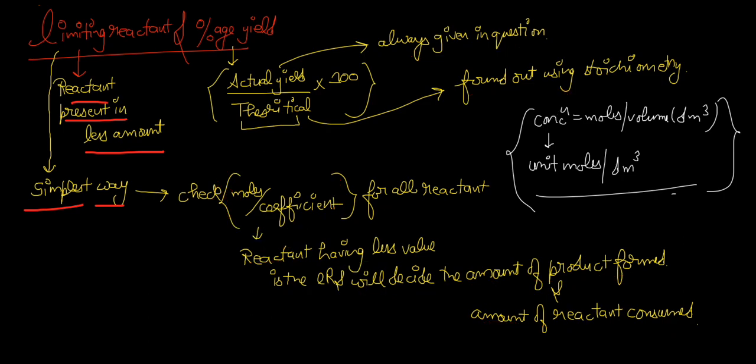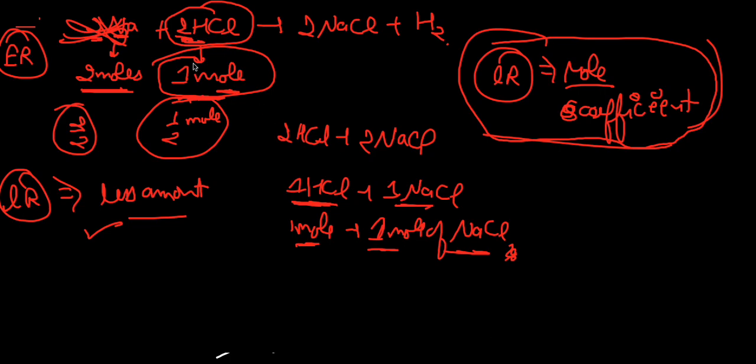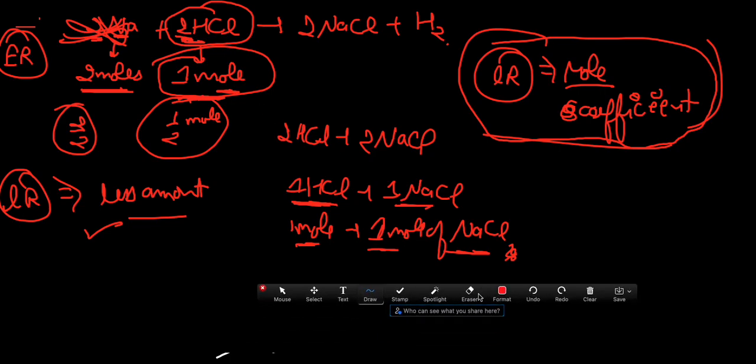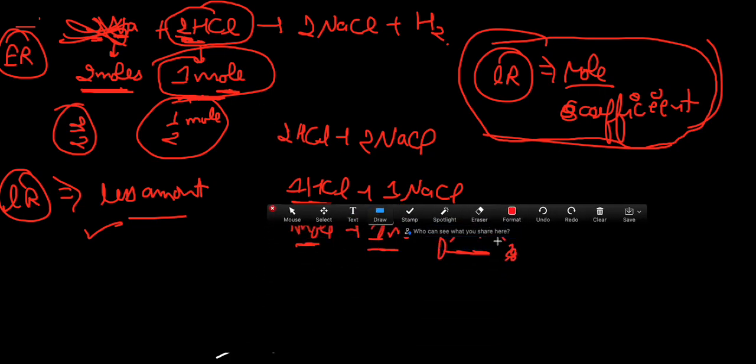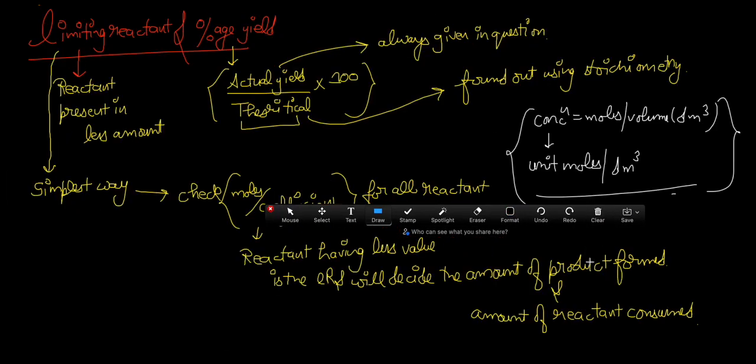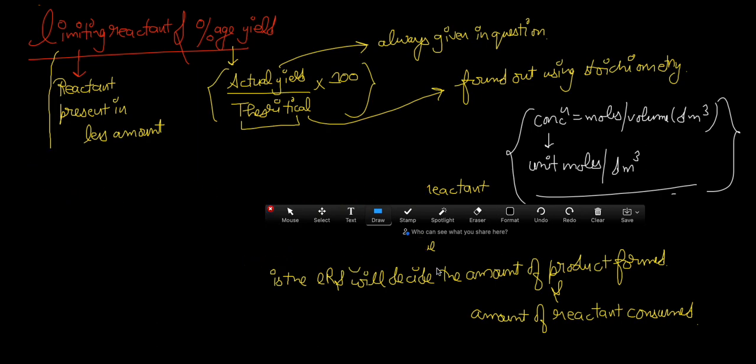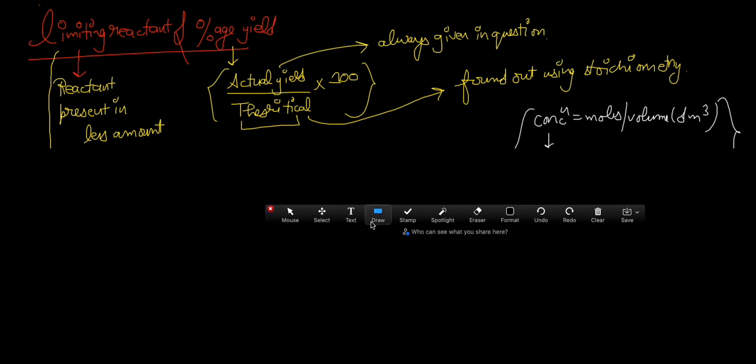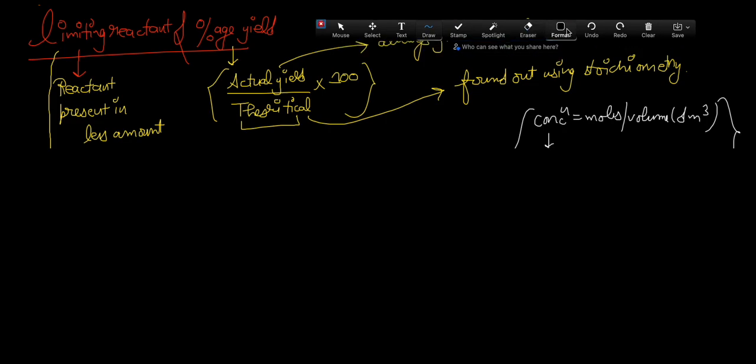What does this mean? Let's do a question for this. See, this question, let me just find one question here and we'll try to solve that out. Always remember actual yield is given in the question, theoretical is the one that you find out using stoichiometry.